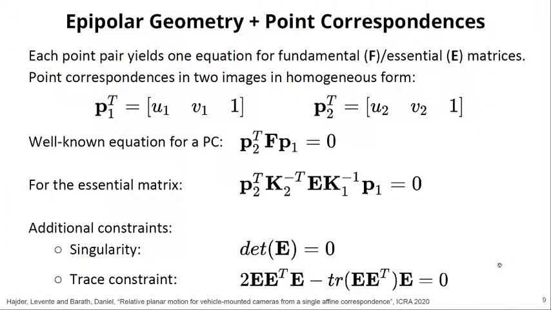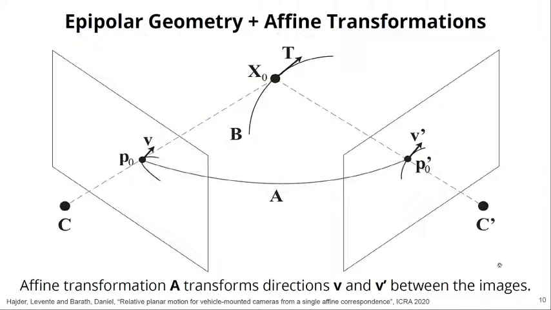If only point correspondences are applied, each location pair gives one equation for the estimation of fundamental or essential matrices. For the fundamental matrix estimation, at least 8 point correspondences should be given. If the cameras are calibrated, only 5 correspondences are needed, as the elements of the essential matrix should fulfill the singularity and trace constraints. However, affine transformation can also be utilized for the estimation.